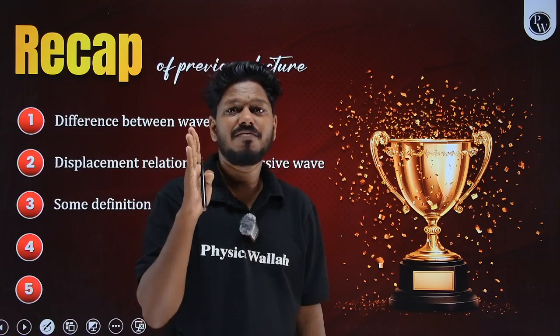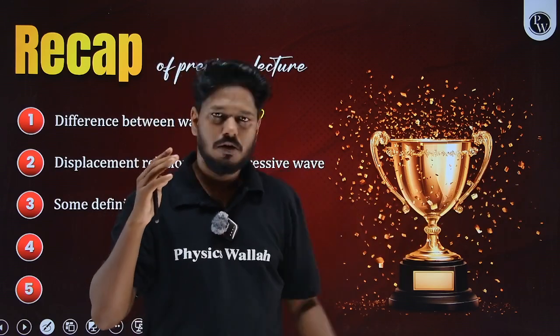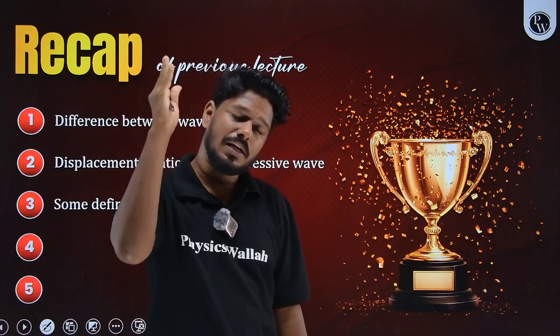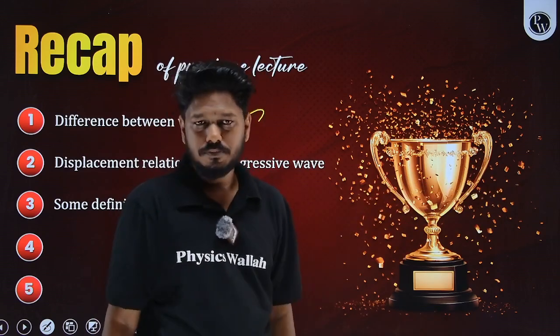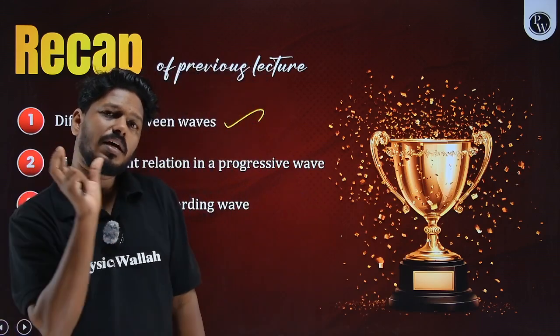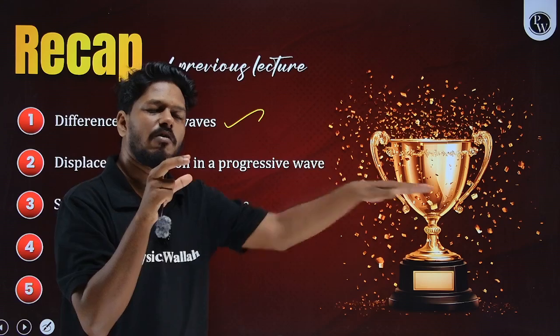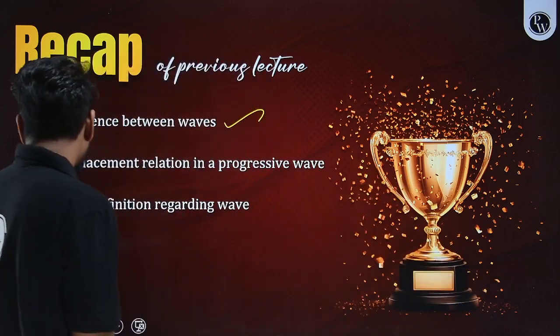Transverse waves are the waves in which the disturbance is perpendicular to the direction of propagation of the wave, or the motion of the particle is perpendicular, right? Whereas if I talk about longitudinal wave, then the motion of the particle and wave propagation are along the same axis. Please remember this.